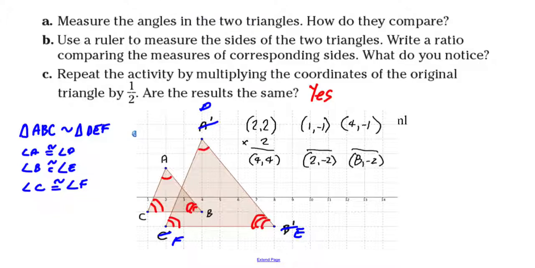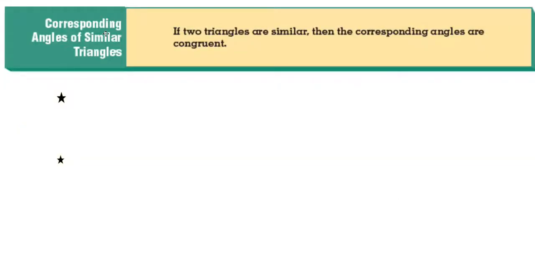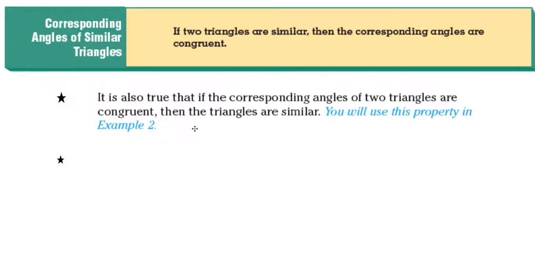Which brings us to corresponding angles of similar triangles. If two triangles are similar, then the corresponding angles are congruent. So it is also true that if the corresponding angles of two triangles are congruent, then the triangles are similar. We will use this property in example 2. It's coming up later on.